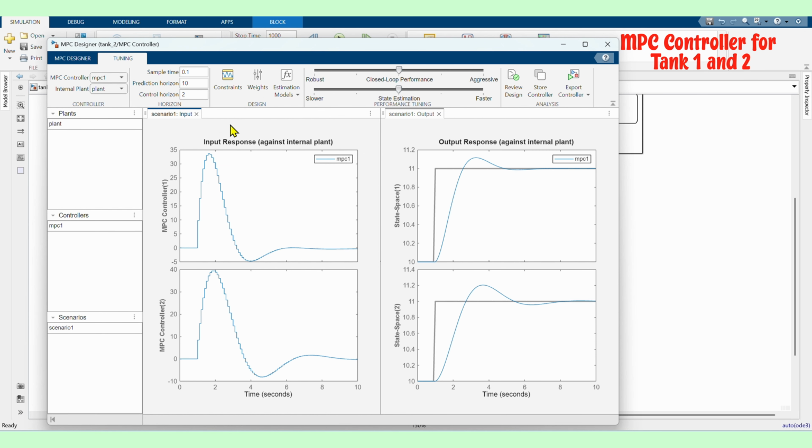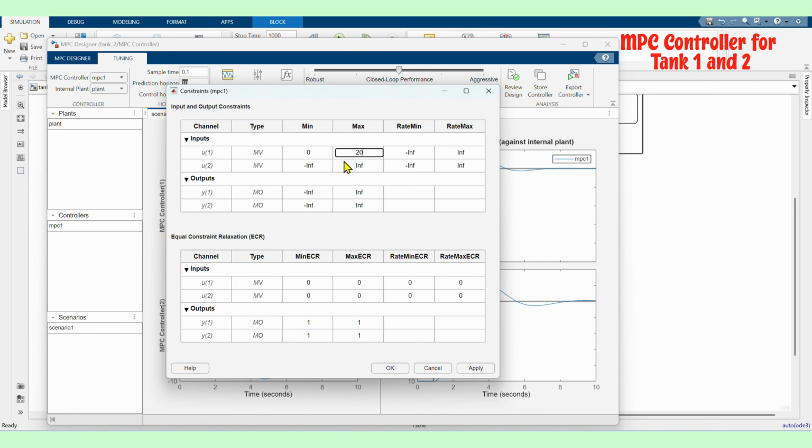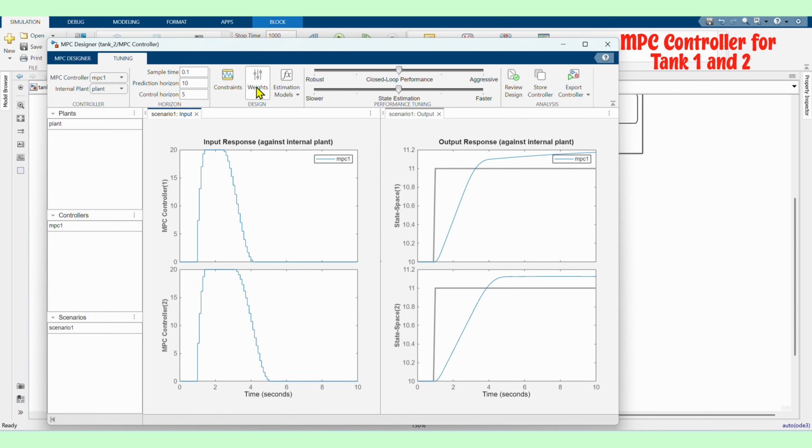Input weight. This penalizes rapid changes in the control input. A low input weight allows aggressive changes for faster response but may stress actuators or cause oscillations. A high input weight smooths the control signal, reducing actuator wear but slowing system response.